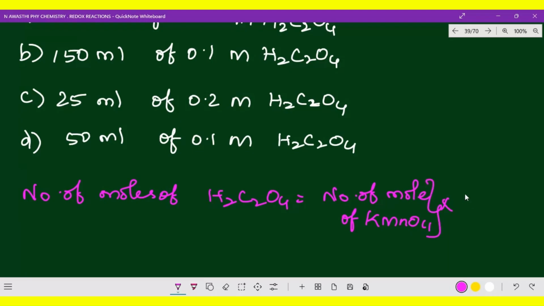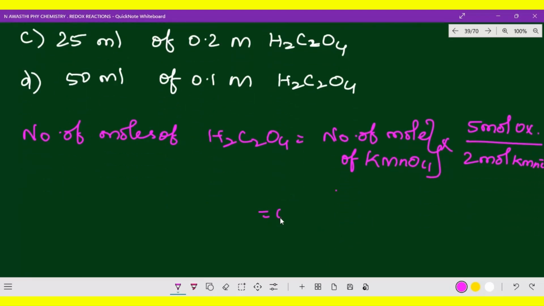the mole ratio we have to identify. What is the mole ratio? 5 moles of oxalic acid divided by 2 moles of KMnO4. So the number of moles of KMnO4 is 0.002, right? 0.002 mole into 5 by 2. So what is the answer? You will be getting 0.005 mole. This answer you have to get.